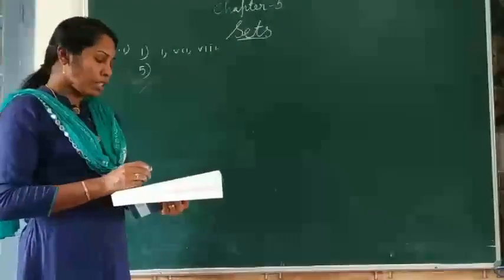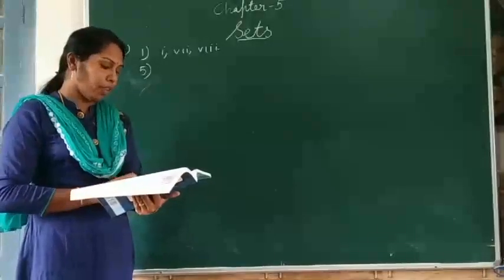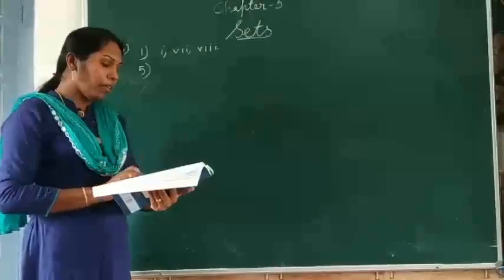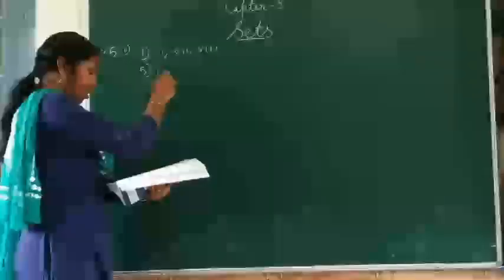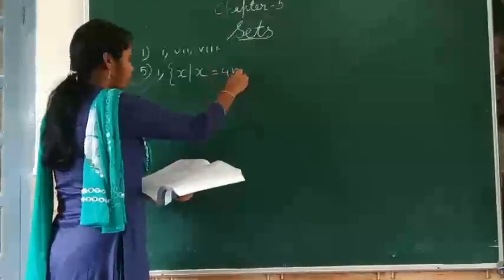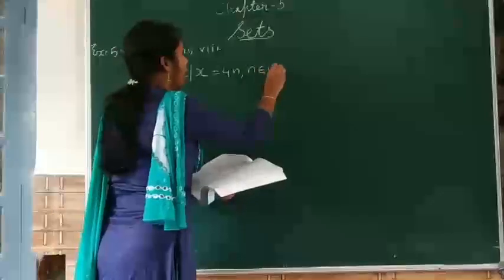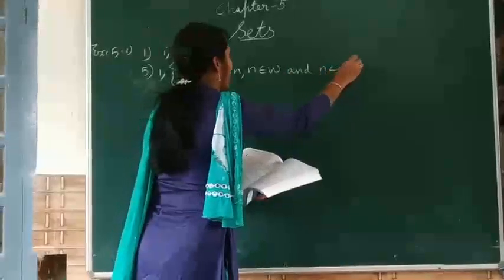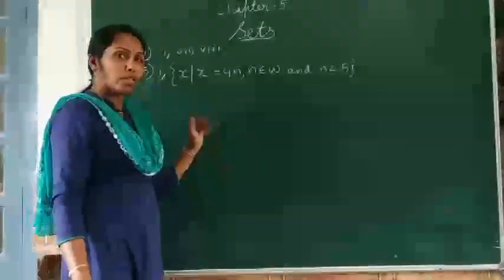Now, question number 5. Write the following sets in roster form and also in description form. So here the set builder form is given. We have to write them in the roster form and also in description form. See the first one. Set of all x such that x is equal to 4n, n belongs to W and n less than 5. This is the set builder form.